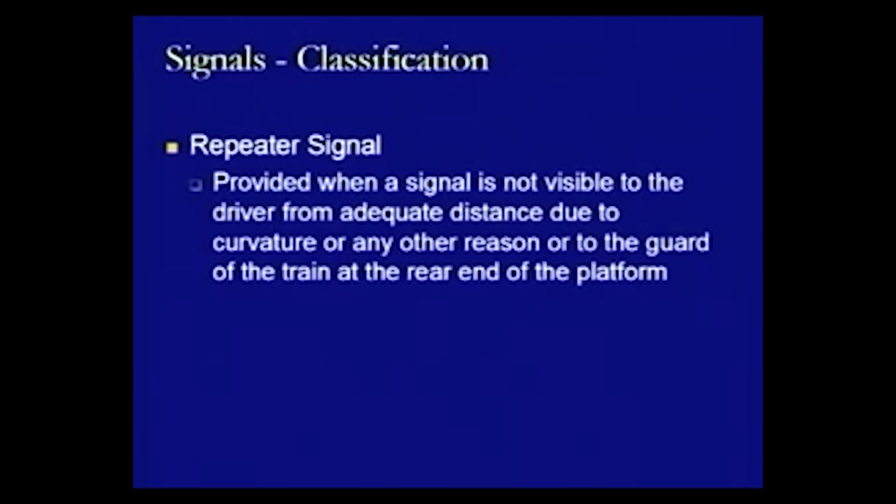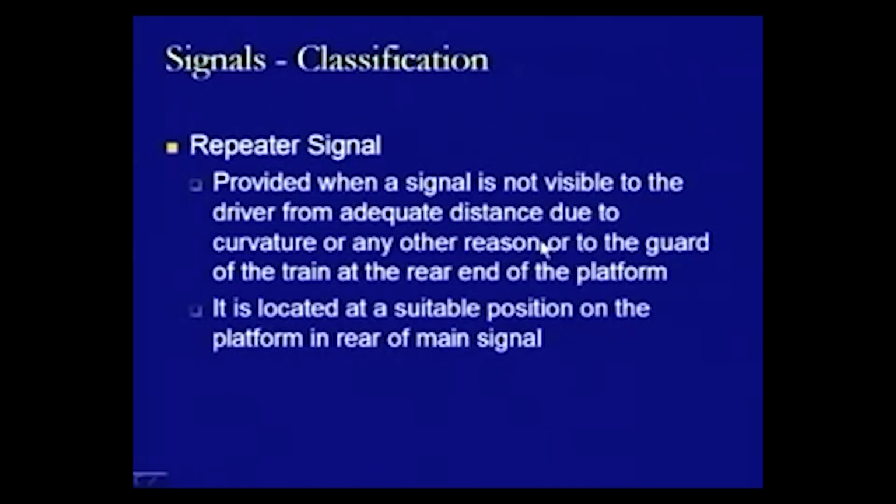which also shows the same type of signaling which is shown in the case of a starter signal, and that is how the driver will be able to see it. Similarly, sometimes it may happen because of the curvature that the guard is not in a position to see that signal, and therefore, a repeater signal is provided in between from where the guard can see this signal. It is located at a suitable position on the platform itself in rear of the main signal, that is the starter signal here which we are talking about.